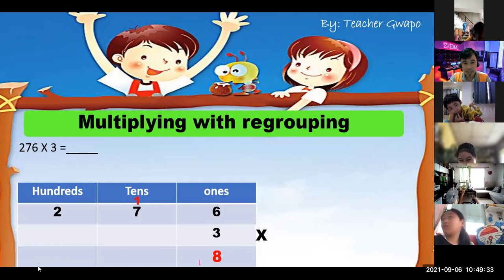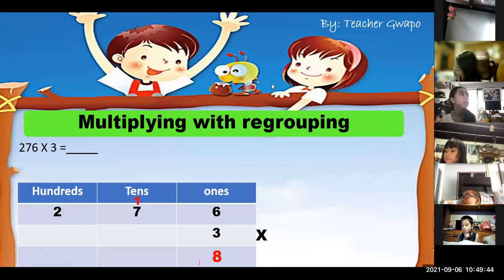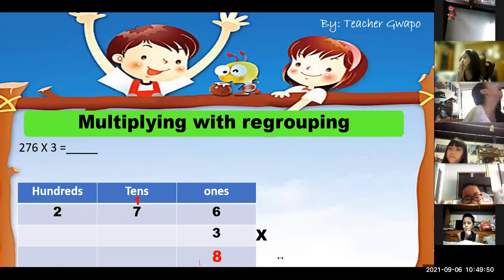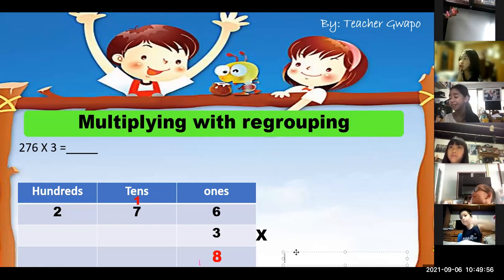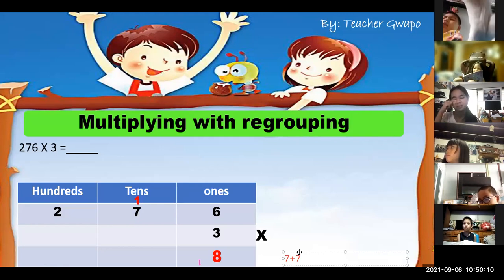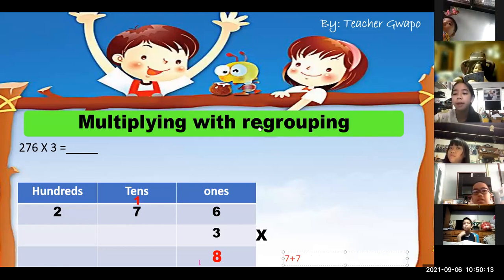Step number 2 is 7 times 3. Who can answer? 7 times 3. Anyone? 7 times 3 is 7 plus 7 plus 7. Anyone from the class? Nobody?